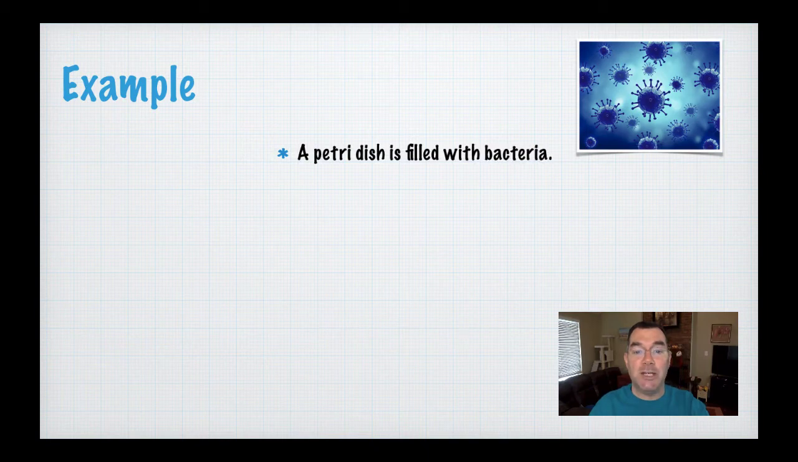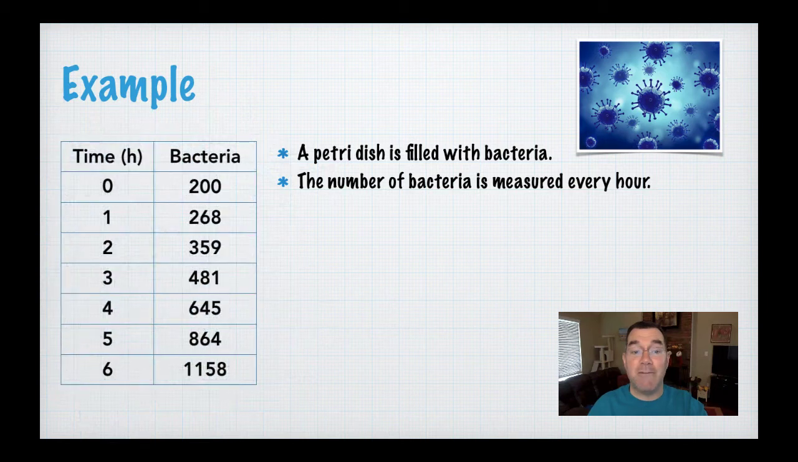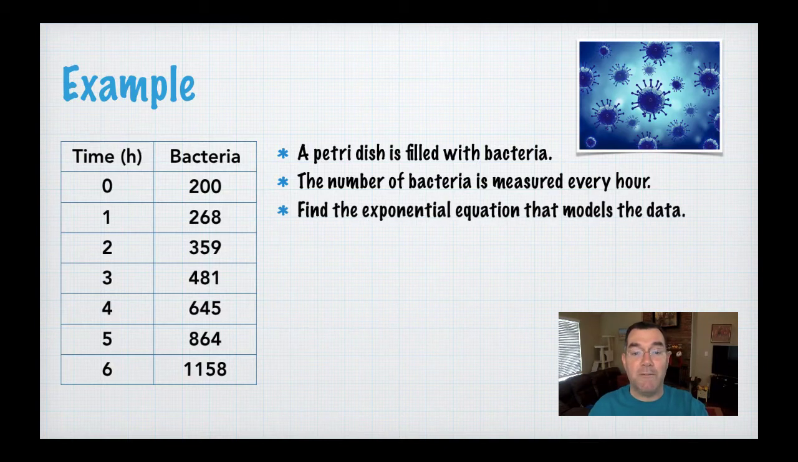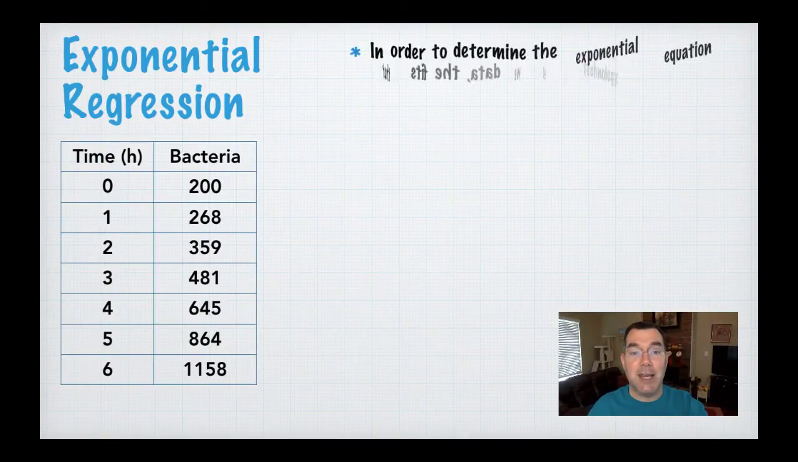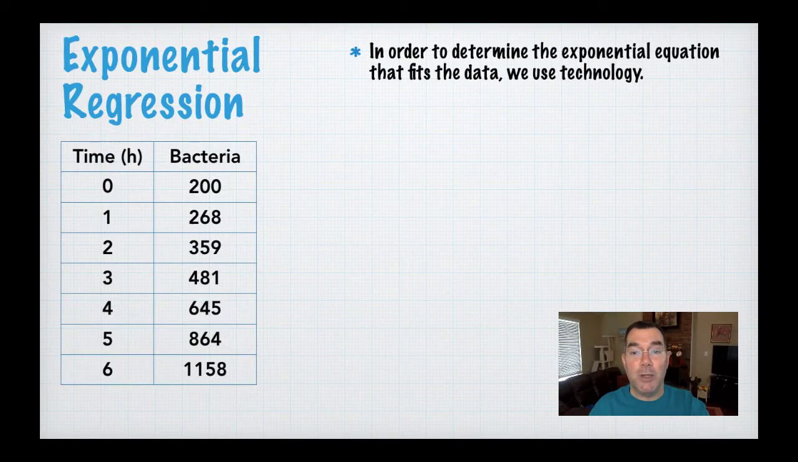We have a petri dish that is filled with bacteria. The number of bacteria is measured every hour. So that's how many bacteria are in the petri dish after every hour for the first 6 hours. We're going to find the exponential equation that models the data. So looking at that same table, we are going to use technology to do this.